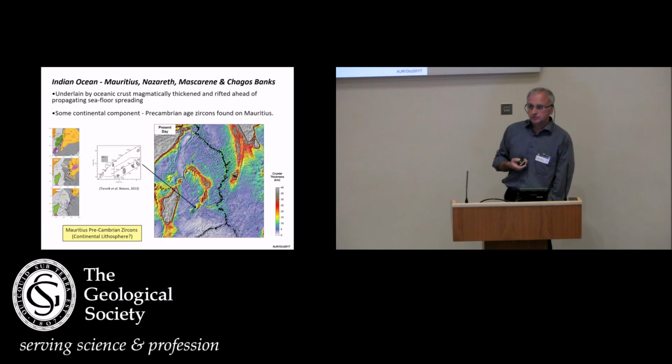Another comment. We think we can see the flow lines. Let's just go to that final diagram. Okay, we can see with the shaded relief gravity the flow lines, the transforms of how Chagos has come out of Nazareth Bank.